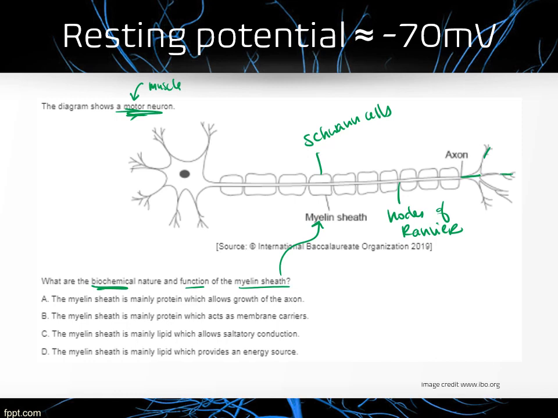Axon is here, axon terminals. We've got our cell body, the soma, and then dendrites are here. The axon is covered by the myelin sheath. The biochemical nature of the myelin sheath is very lipidy, lots and lots of fats, which is not going to provide an energy source, but instead is going to allow for saltatory jumping conduction.